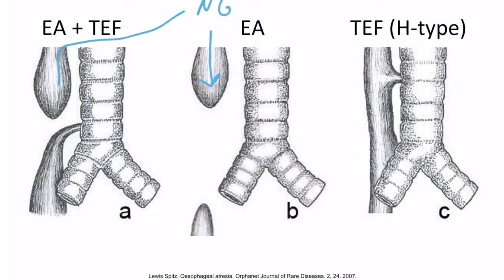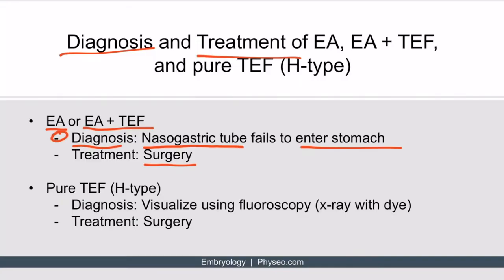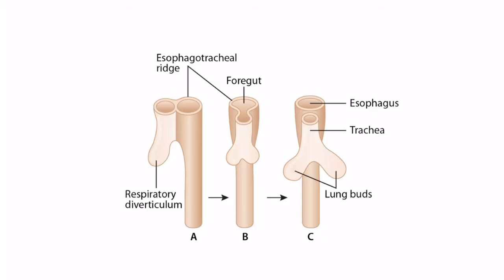Same thing over here. Now, if you have a pure esophageal atresia, the H type, because it looks like an H, the diagnosis is just visualized using fluoroscopy. This is basically an X-ray done with dye, and it can highlight the fistula. And the treatment for any type of esophageal atresia or tracheoesophageal fistula is surgery. Now, coming back to this image, we see that the respiratory diverticulum should branch off and eventually separate, leading to a separate esophagus and trachea.